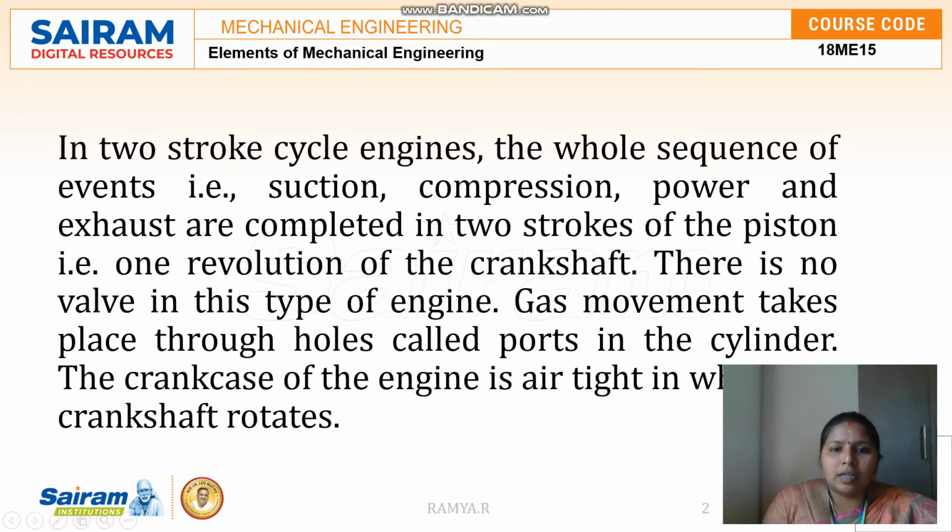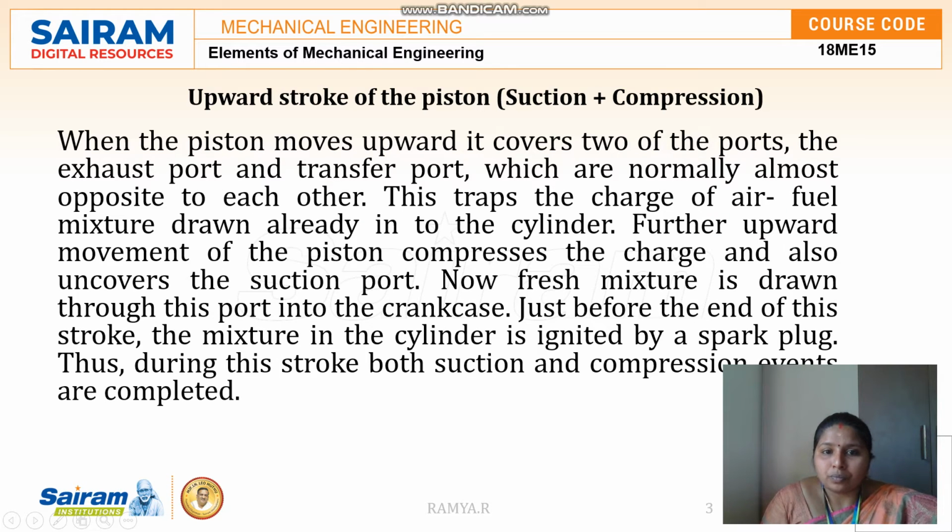So in a two-stroke cycle engine, the whole sequence of events, suction, compression, power and exhaust, is completed in two strokes of the piston, that is, one revolution of the crankshaft. There are no valves in this type of engine. Gas movement takes place through holes called ports. So instead of valves, here we have ports in the cylinder, and the crankcase of the engine is airtight, in which the crankshaft rotates. When the piston moves upwards, it covers two of the ports, the exhaust port and the transfer port, which are normally almost opposite to each other.